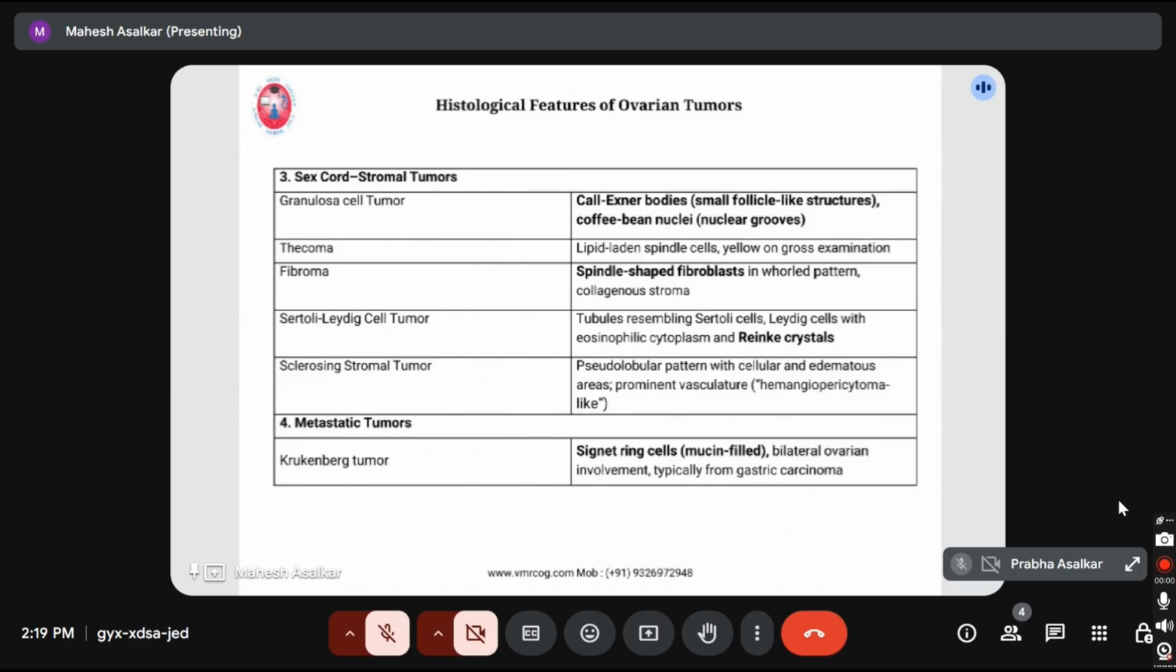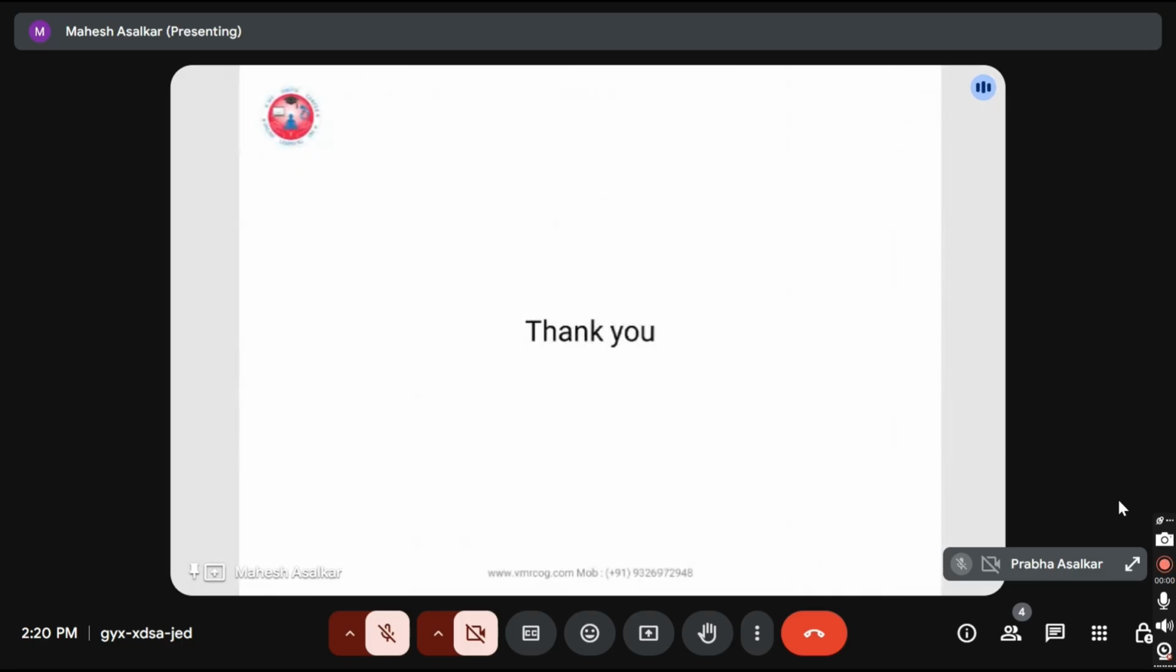Then next one is sclerosing stromal tumor, not very commonly asked, so we can skip this. Metastatic tumor, Krukenberg can be asked. There are signet ring cells, or mucin-filled signet ring cell appearance. Then bilateral ovarian involvement, typically from gastric carcinoma. So these histological features are going to be very important from examination point of view. That is why I have collected all these features together. So that finishes today's topic of classification of ovarian tumors and their important histological features. Is it clear to you? Yes, thank you, sir. Yes, sir. Okay, thank you.